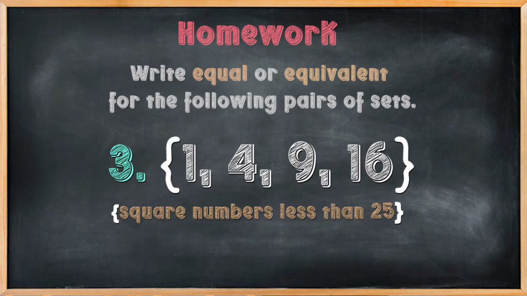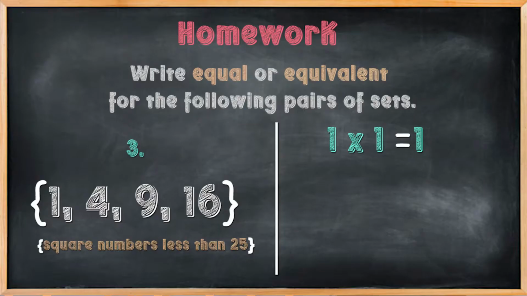Number 3. The first set has members 1, 4, 9, 16. Its pair has members square numbers less than 25. So we have to figure out what are the square numbers less than 25. The square numbers, which means when we multiply a number by itself, the result is a square number.